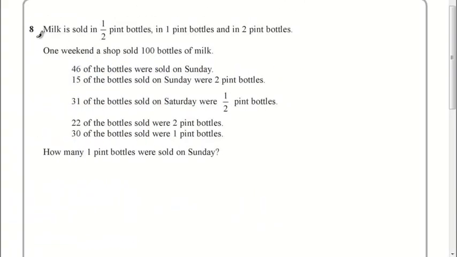We've got this question 8 now with all this information about milk being sold in half-pint bottles, 1-pint bottles and 2-pint bottles over a weekend. And what are we asked to do? How many 1-pint bottles were sold on Sunday? Well, I think the easiest way to do it is we'll make it into a table and just put all the information in and see what we've got. So we've got half-pint, 1 pint, and we've got 2 pints.